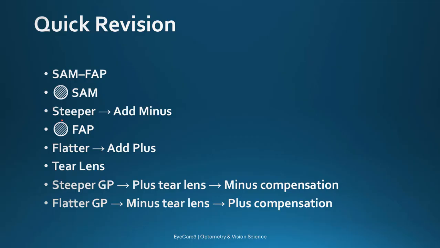So for quick revision, SAM and FAP. SAM means steeper add minus lens into the final contact lens power. FAP means flatter add plus lens into the final contact lens power. And a steeper GP lens creates a plus tear lens, so minus compensation is required, and a flatter GP lens creates a minus tear lens, and therefore you need plus compensation.